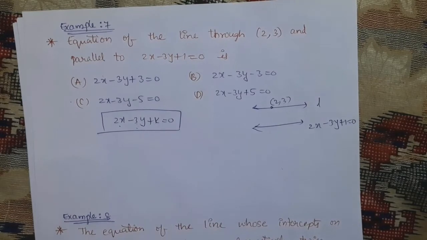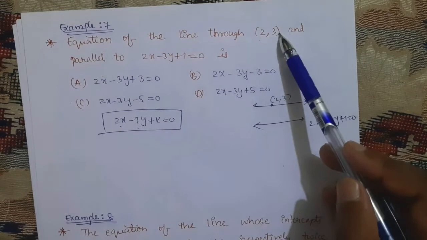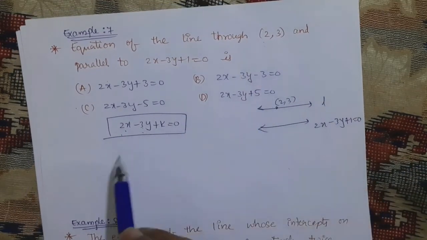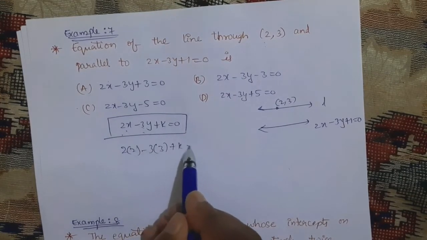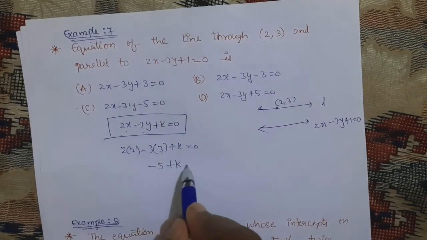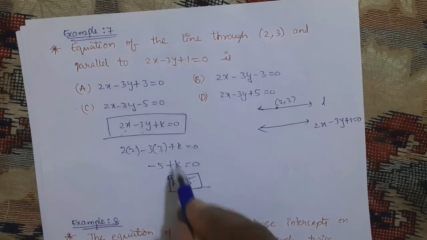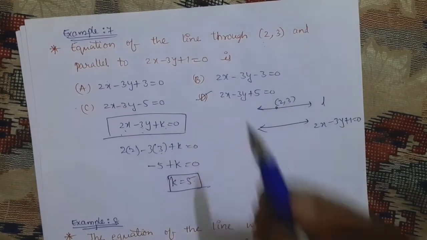How to find the value of k: you just substitute 2 and 3 in this general form. If you substitute you will get 2 into 2 minus 3 into 3 plus k equal to 0. 2 into 2 is 4, minus 9, which is equal to minus 5, plus k equal to 0. That means k equal to 5. So substitute the value of k here, that is 5. So our option is option D.